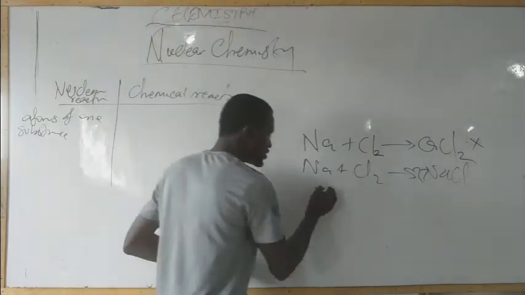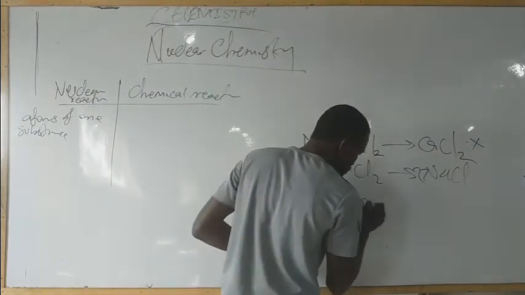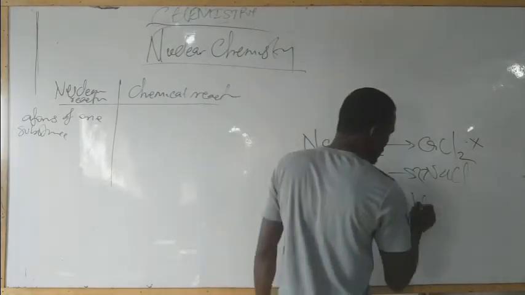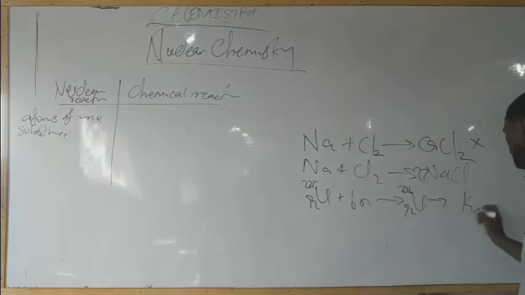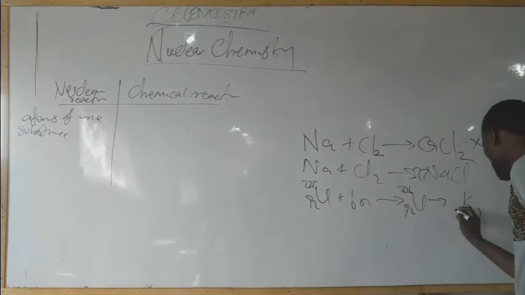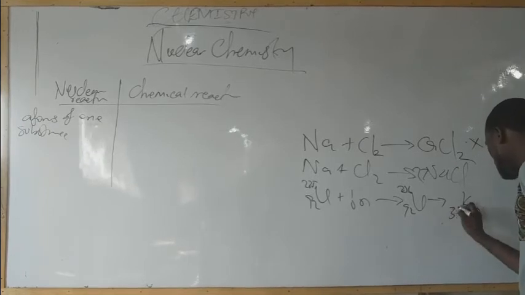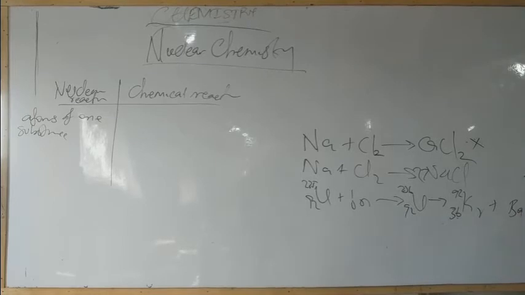While in nuclear chemistry, this is uranium-235 (92) plus one neutron. This will give you uranium-236 (92), now giving you krypton and barium and three neutrons. So 92 plus this, that's 95; 236 minus 95 gives you 141 here, and for the other, 92 minus 36 gives you 56.